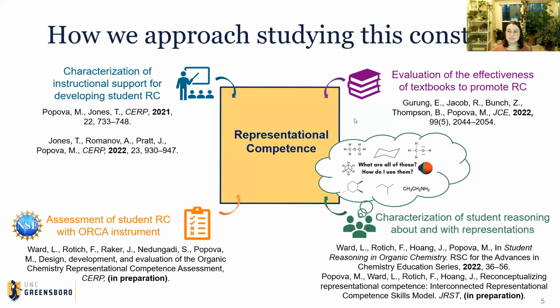And we've also designed several studies in which we're looking at how instructors support students in developing this set of skills. As you can see, each of these studies has a nice icon. So this is the assessment study, faculty study, textbook study, student studies, and you will see these icons appear at the corner of my slides to help you navigate as I jump from one study to another, which I will do quite a bit.